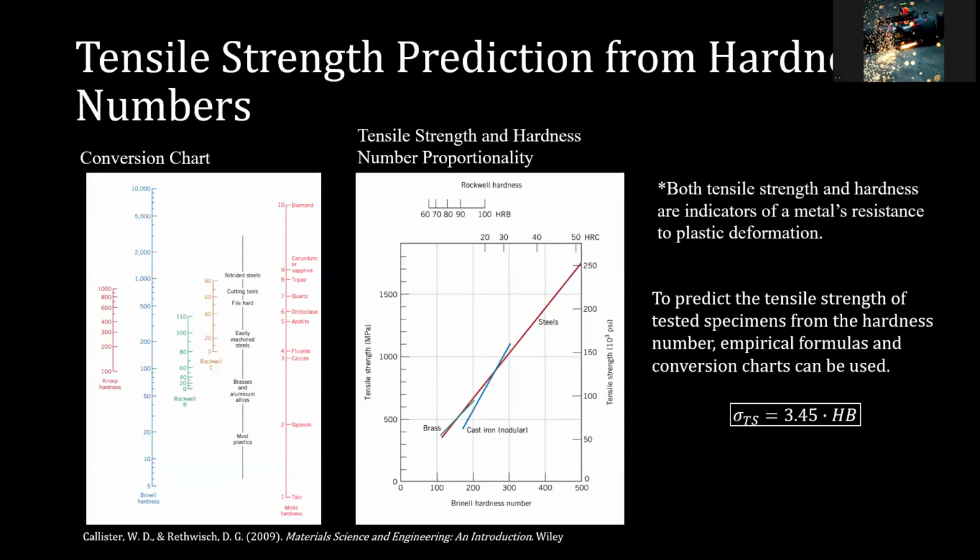And tensile strength and hardness are both indicators of a metal's resistance to plastic deformation. As shown in the graph, there is a proportional relationship between tensile strength and hardness value. To predict the tensile strength of a material from its hardness number, we can use empirical formulas and conversion charts. One commonly used formula is this one.